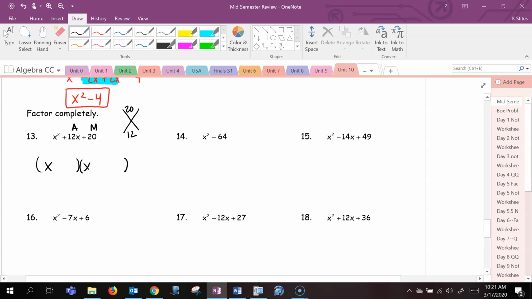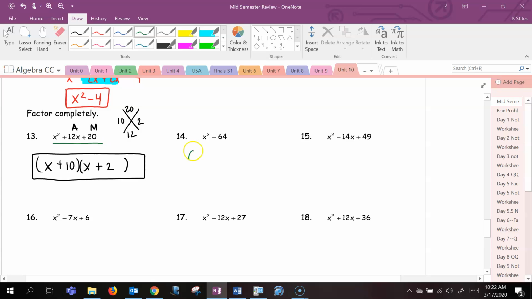All right, so if you look, see how we're multiplying to a positive? That means your signs have to be the same, but we're also adding to a positive. So these are going to be two pluses. And the numbers that multiply to 20 and add to 12 are 10 and 2. So plus 10 plus 2. Okay. And if you FOILed that out, first, outer, inner, last, you would get this.